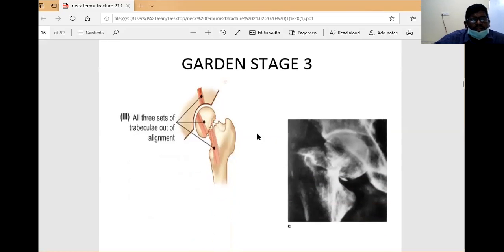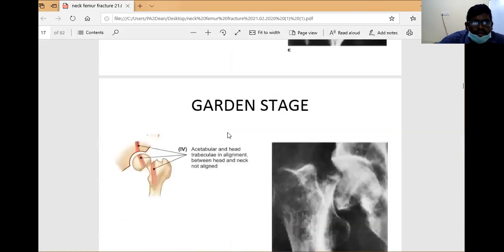Stage 3 is a displaced fracture, meaning the fracture is displaced and the trabecular pattern is lost. The acetabulum, head and neck trabecular pattern is lost, but there is contact between the trabecula, mainly between the head and neck.